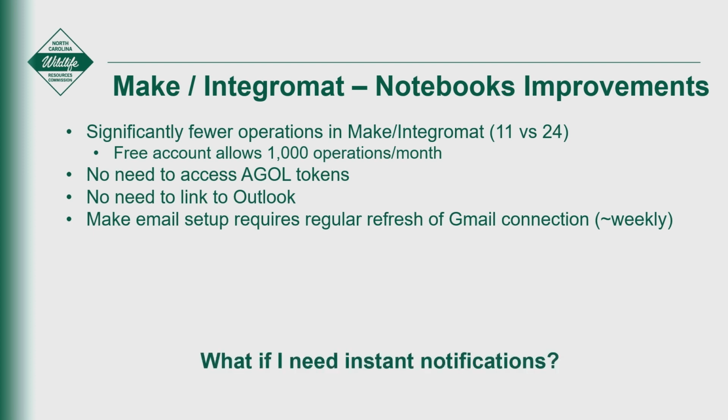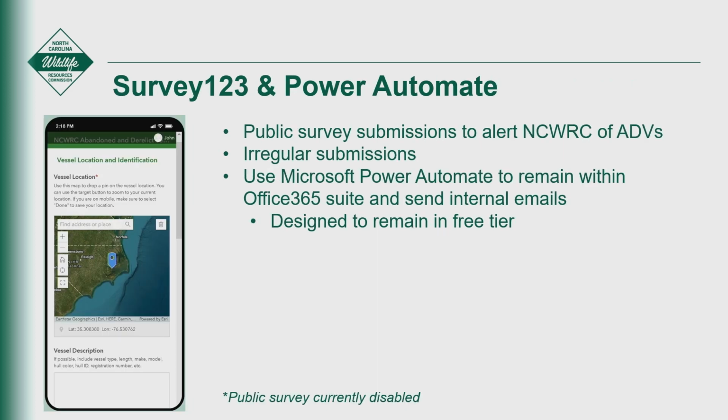But what if I need instant notification? This is taking 24 hours worth of data compiled and sending an email, and that's great. But what if we don't have regular changes? This came to light with a Survey 123 application that we set up for the same purpose, but we wanted the public to be able to submit surveys when they identified a boat so that our staff could go out there and find these vessels and then go through our process. These were irregular submissions. Sometimes you get a couple a day. Sometimes you wouldn't get any for a couple weeks.